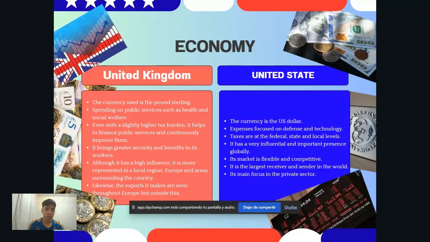In the United Kingdom, the current spending on public services shows healthy social welfare, having a slightly higher tax burden that helps to finance public services and continues improving them. It gives greater security and benefits to its workers. Although it has high influence, it is more representative in the local region, Europe, and the areas surrounding the country. Likewise, the sports it plays are seen throughout Europe, but not outside of it.